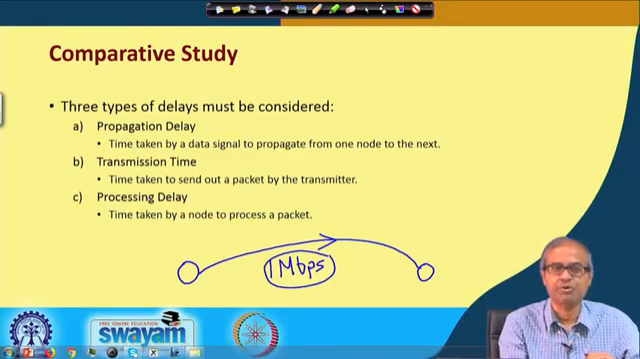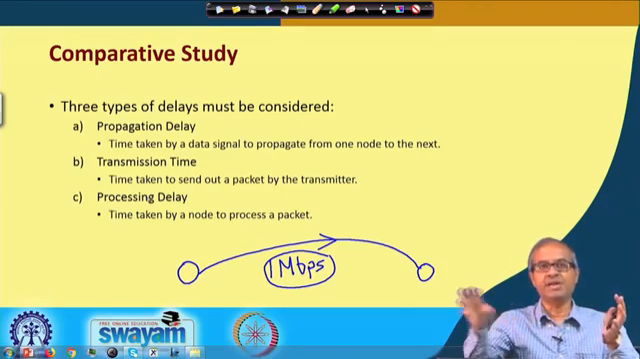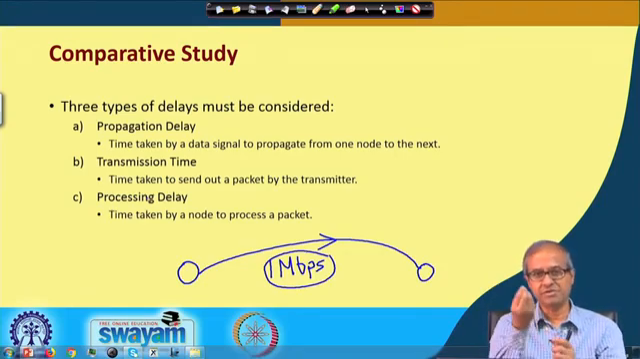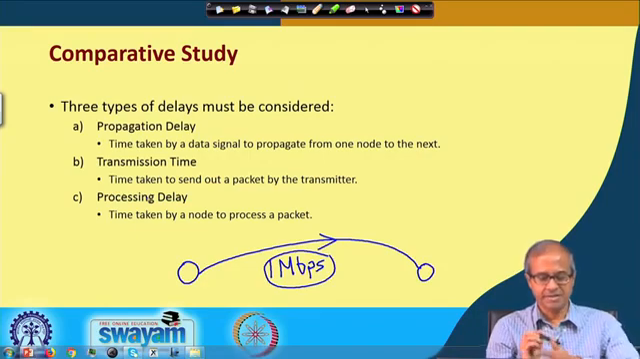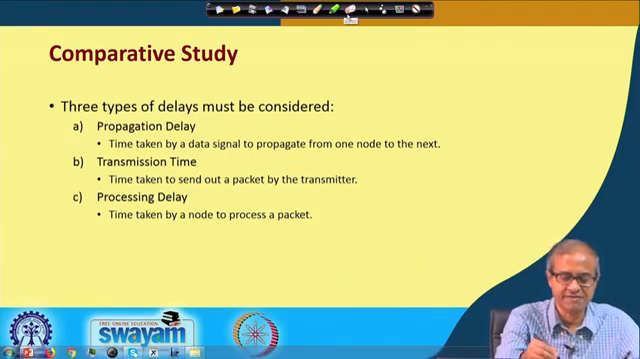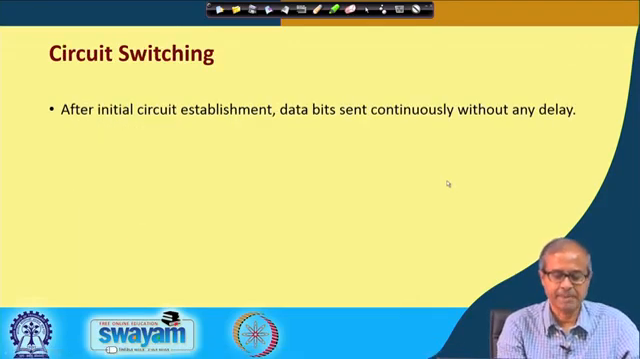And finally, processing delay. If your communication is going via intermediate nodes, and you know here we use something called the store and forward approach, these intermediate nodes will also take some time to receive a packet, store it, consult the routing table, take some decision and then forward it. So, it will take some small time for that. That is the processing delay. So, these are the different components of delay in a typical network communication.